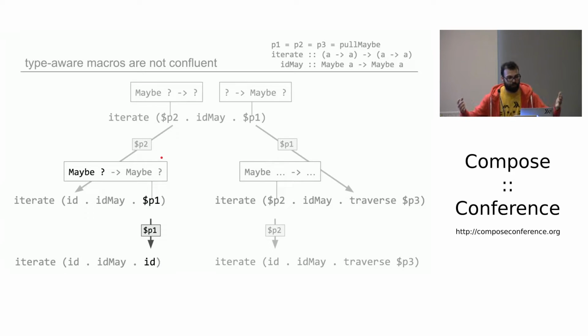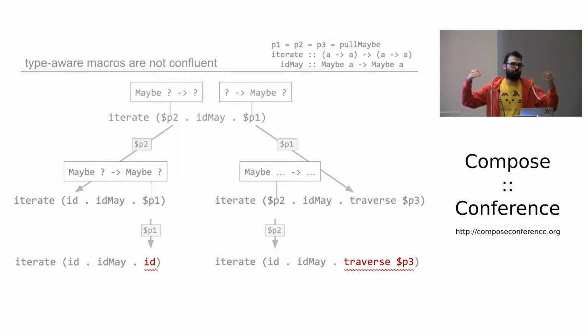So now that we know that the type of $P1 is maybe something to something, now it expands to identity, because that's the logic for pull maybe. If it's maybe something to something, it's identity, otherwise it's traverse. And so this time $P1 expands to identity, but previously it expanded to traverse when we chose to expand $P1 first. And that's why when we follow the two different paths, we expand $P1 and $P2 in two different orders, that's why we get two different results.